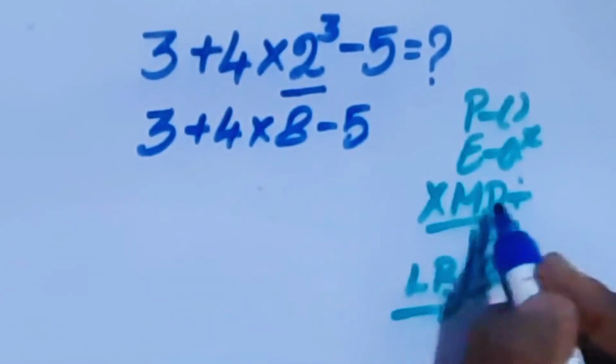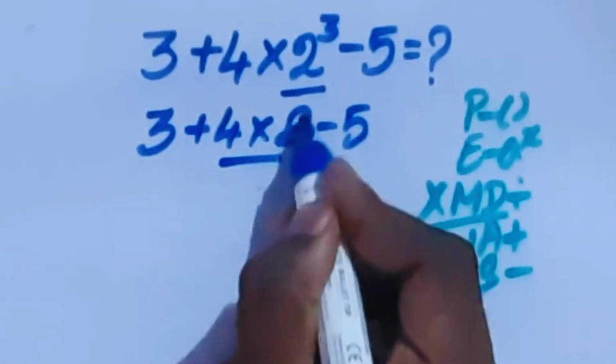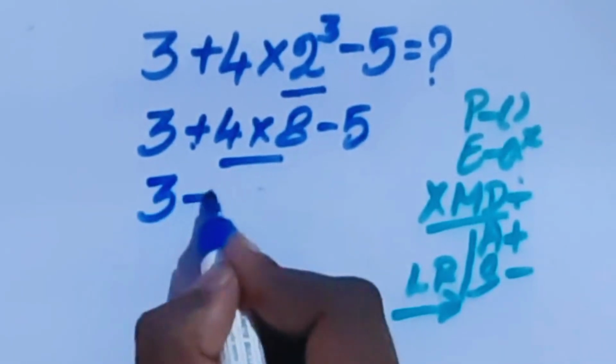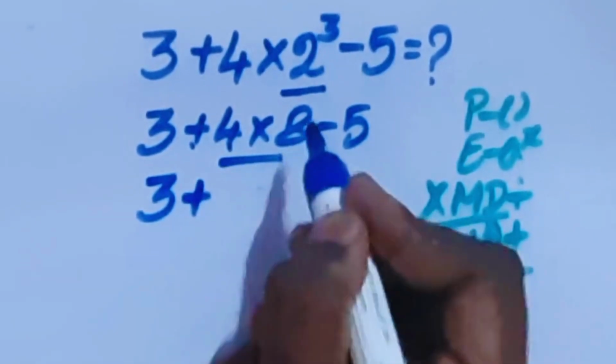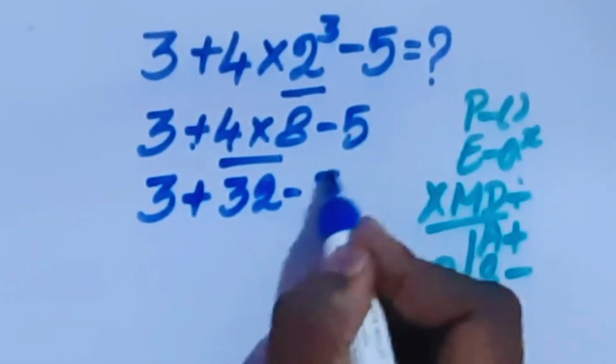Next priority is multiplication and division. Here we have only multiplication, so we have to do this multiplication before the addition and subtraction. Here 3 plus, 4 times 8 is 32, minus this 5.